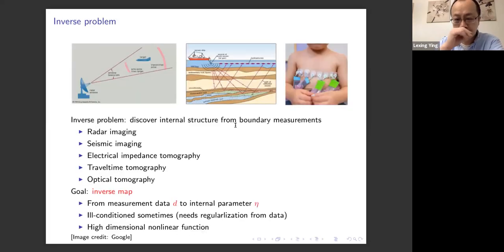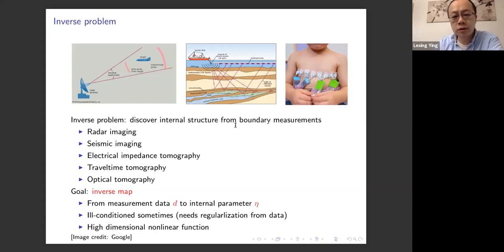So what is the inverse problem? Inverse problems are very common in modern scientific computing, in mathematical research, and also in our daily life. It really is the science of discovering internal structure from boundary conditions through various kinds of physics modalities like waves and heat. Some of the examples I'm going to talk about later in this part of the talk are radar imaging, electrical impedance tomography in medicine, and also travel time tomography.